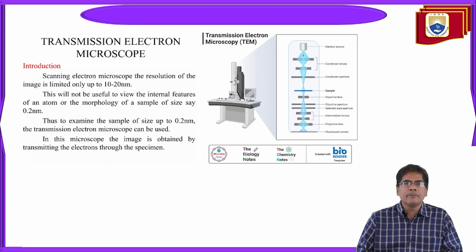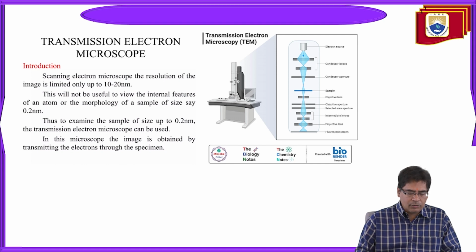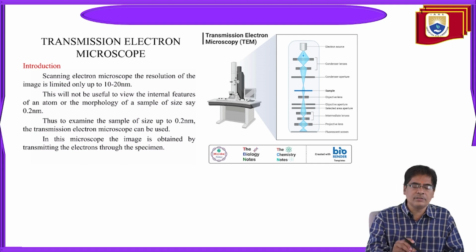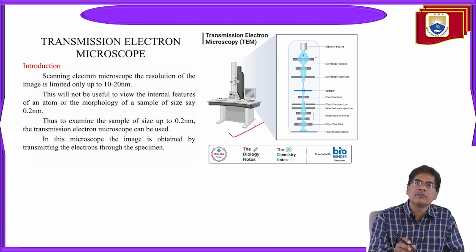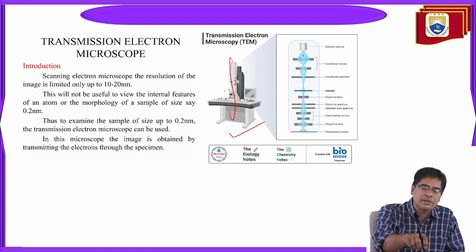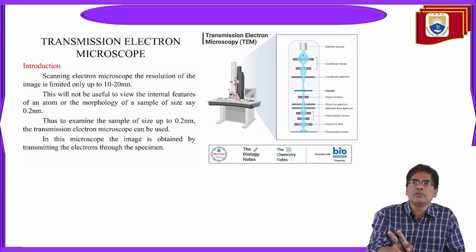In this microscope, the image is obtained by transmitting the electrons through the specimen. So if you see here, this is what the transmission electron microscope is. Right, where the sample will be kept somewhere here, and the transmitted rays are penetrated into the sample, and this is what the block diagram is.